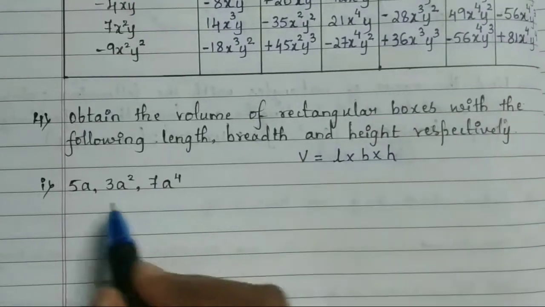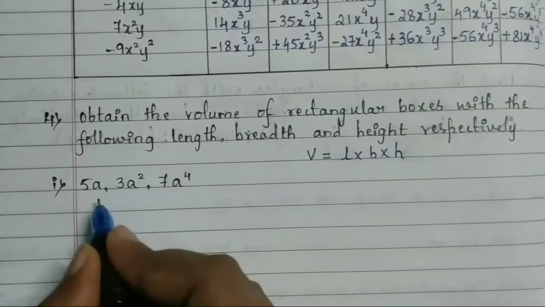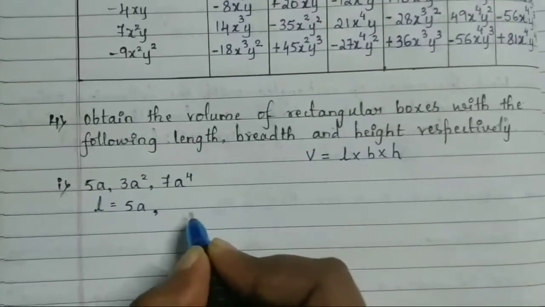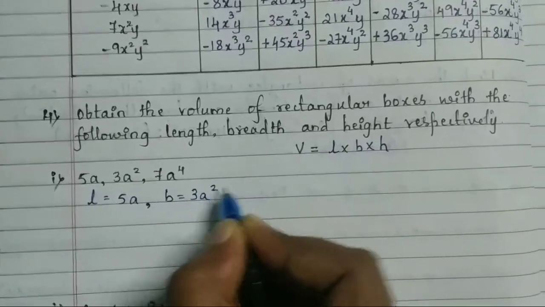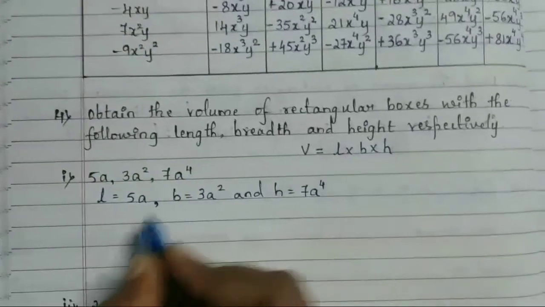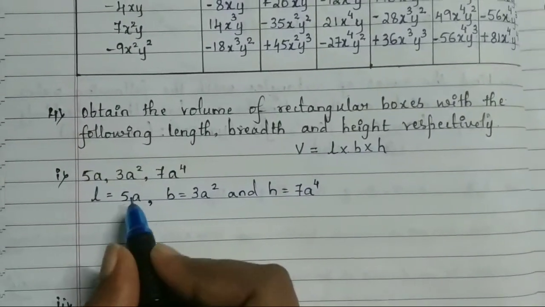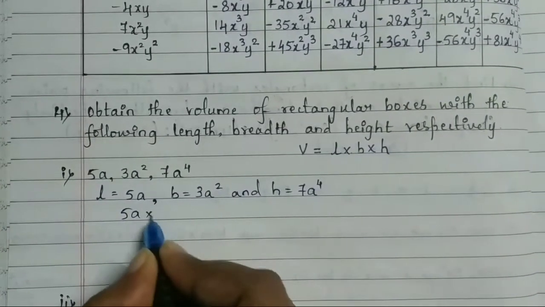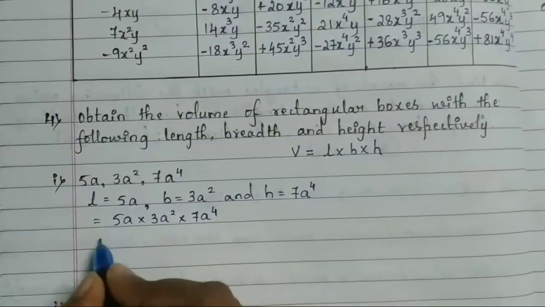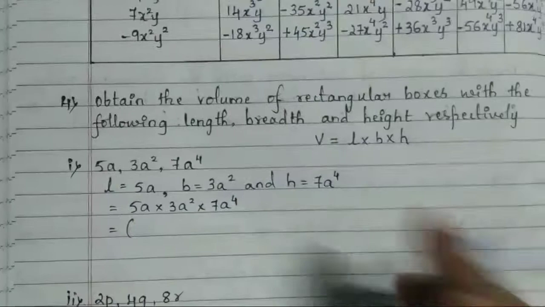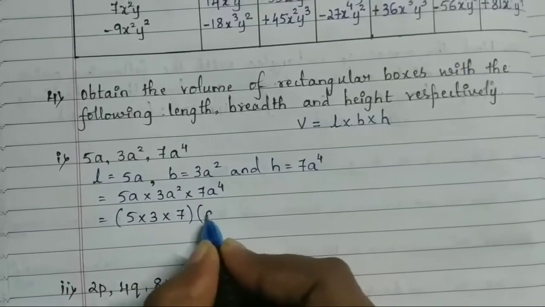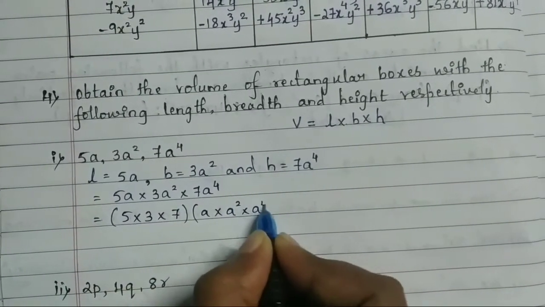According to the formula, we have to multiply all these three terms. So our L is equal to 5a, then our B is equal to 3a square and H is equal to 7a to the power of 4. According to the formula we have to write L into B into H, that is 5a into 3a square into 7a to the power of 4. First we will separate the numerical terms, that is 5 into 3 into 7, and a into a square into a to the power of 4.